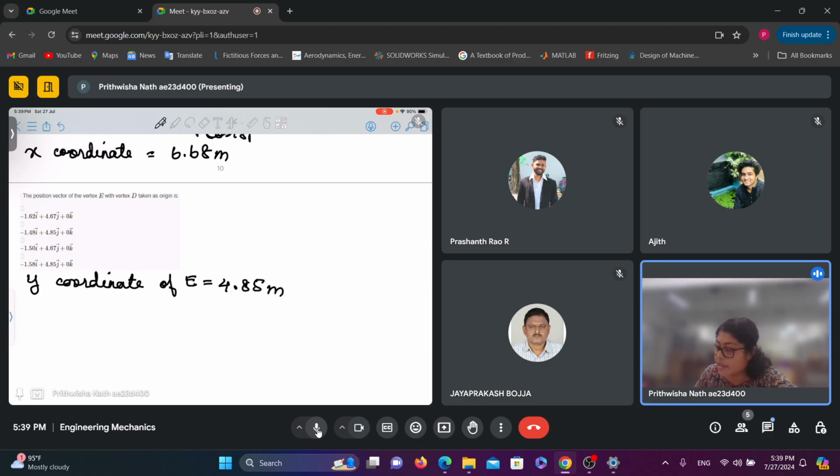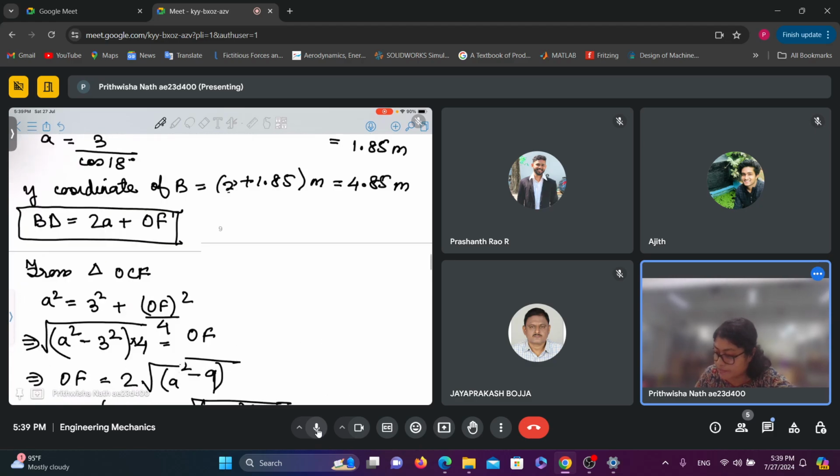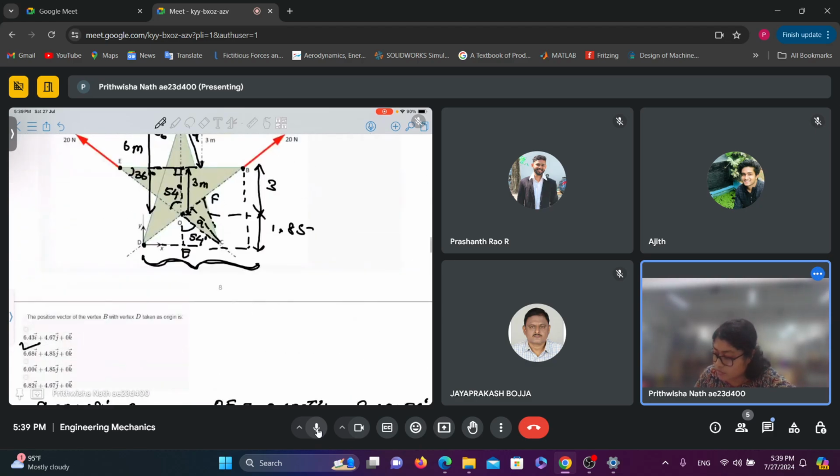Now I need to find the x coordinate. That is this distance. Can anyone tell me it should be negative or positive? By looking at the problem, just by looking at the picture, can you tell me it should be negative or positive? Yes, since it is on the left side of the coordinate system.